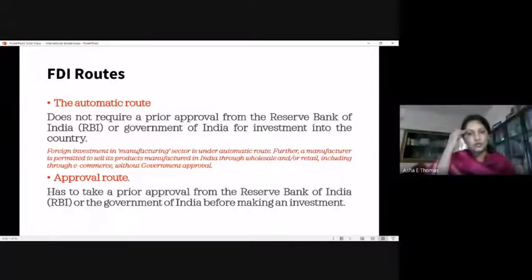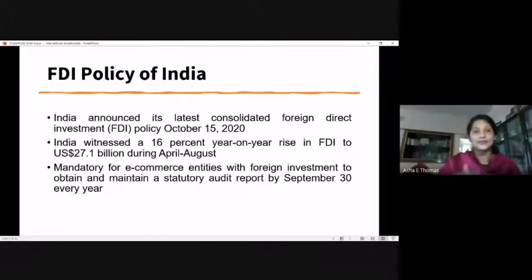So this is approval. That's why it is called approval. Prior approval, and the restrictions are a little more stringent, and you have to follow a lengthy procedure for getting this approval. So the FDI route can be categorized into the automatic route and the approval route.